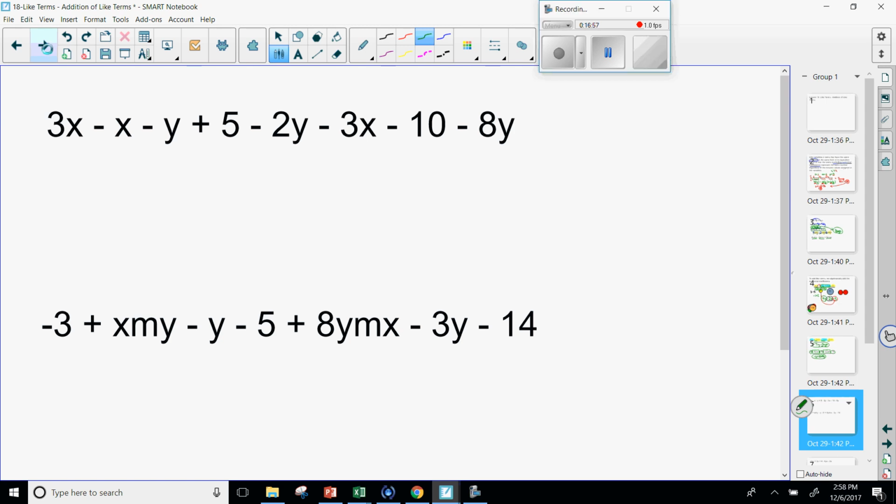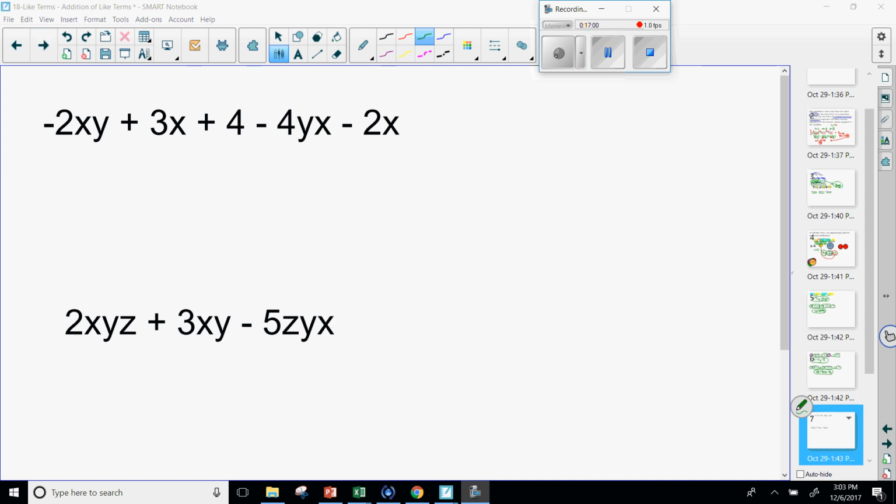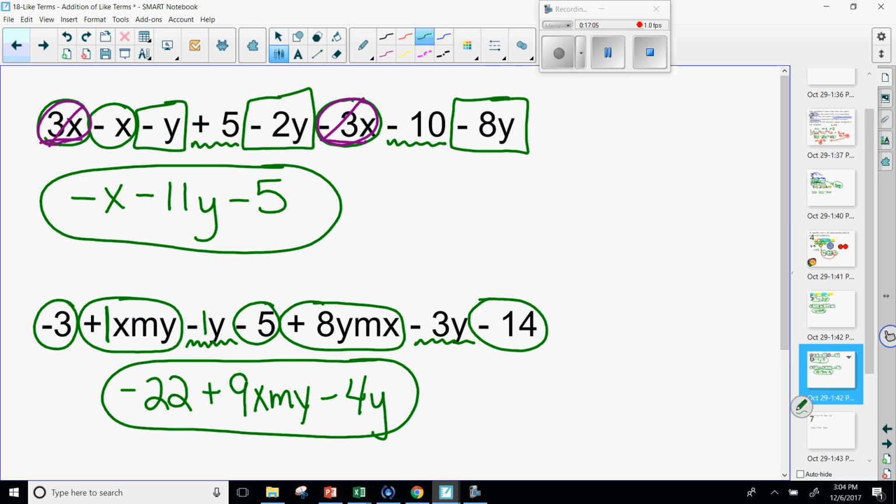So I forgot to record all of that. I'll just let you look there at your answers real quick. Don't forget what's in purple up at the top there. The 3x and the negative 3x are additive inverses, so they cancel each other out. Okay, so you have your answers. You can pause that and look at it if you need to when you go back and watch the video.